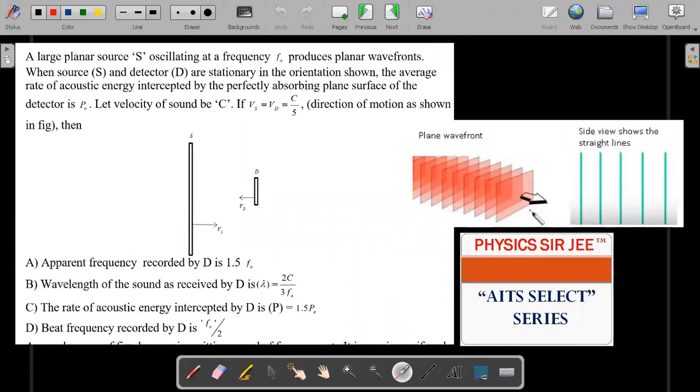Wavefronts, when they are traveling in planar form, when they are shown in question papers, usually they show them as the side view, which shows the straight lines, as you could see on the right. Don't expect them to draw the 3D structures.